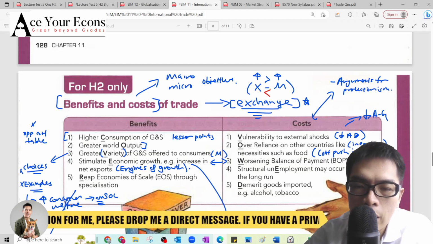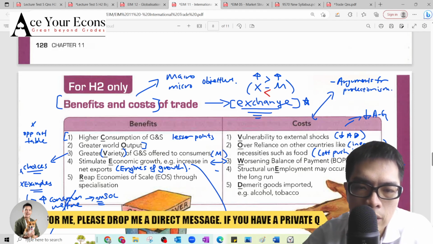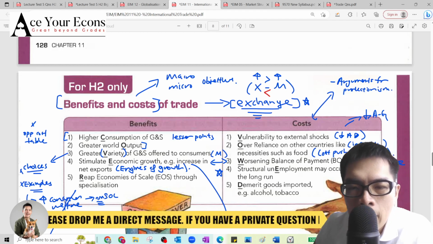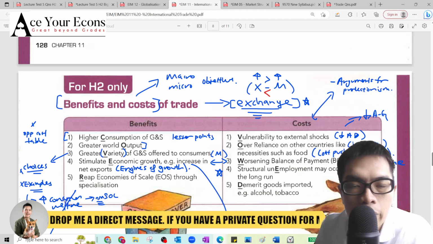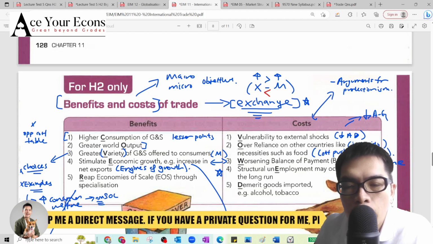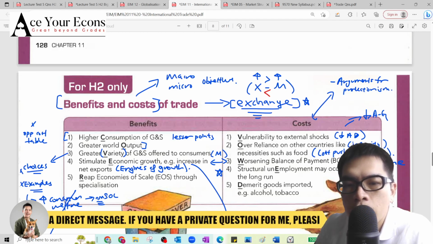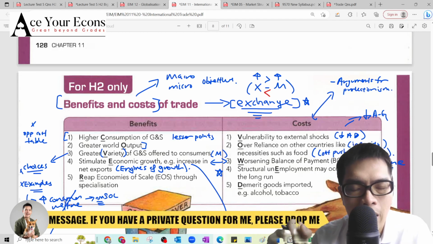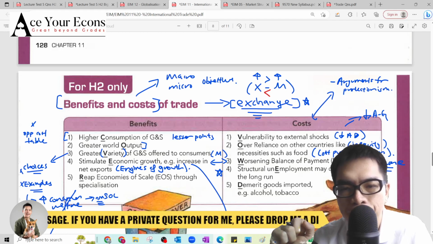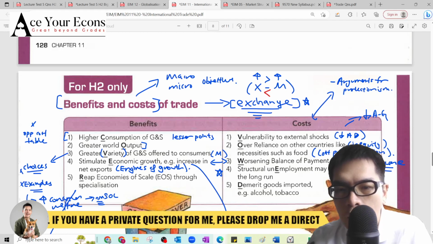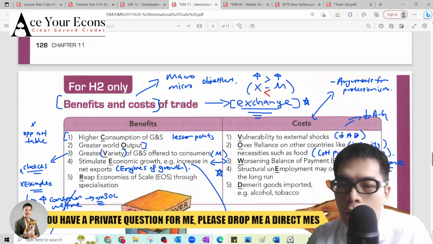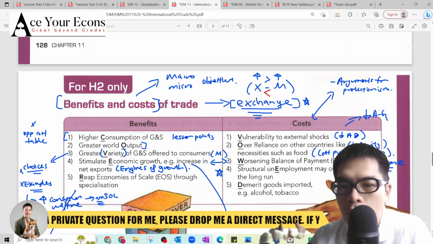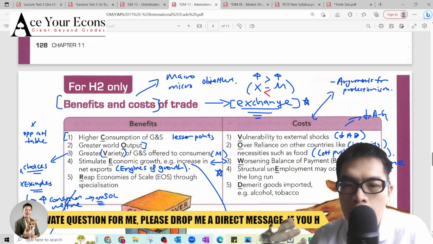Item 4, structural unemployment. This is the golden illustration for cost of unemployment, cost of free trade. So how do we develop this point? Remember, a very good reference point is your comparative advantage. Why will countries focus on goods that they have a comparative advantage? Because lower opportunity cost, because gains from trade.